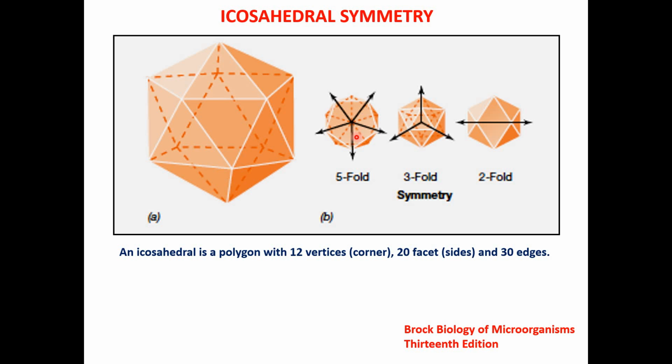Now if you look from the center, there are three planes through which we can divide the structure into identical halves. And another, simply, if we cut through this plane, it will form two identical halves. So the icosahedron is a polygon which contains 12 vertices, 20 faces, and 30 edges. At the same time, it follows five-fold, three-fold, and two-fold symmetry. Hope you all understand this structure.